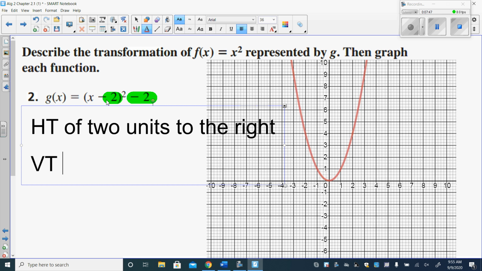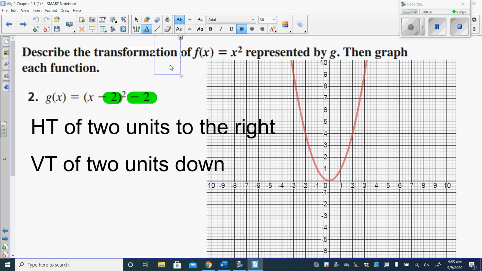So that takes care of what's inside. Now what's outside, we have minus 2, which is our vertical translation. So if we have anything added or subtracted outside, it's a vertical translation of 2 units down. Because again, vertical translation is exactly what it is. Since it's minus 2, it's going to go down 2. And that's all we have to do for this here, describing the transformation.